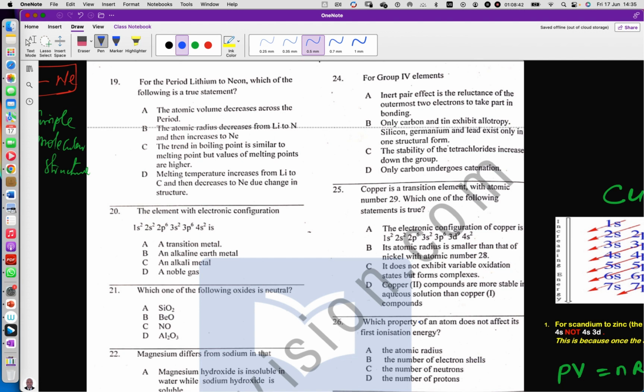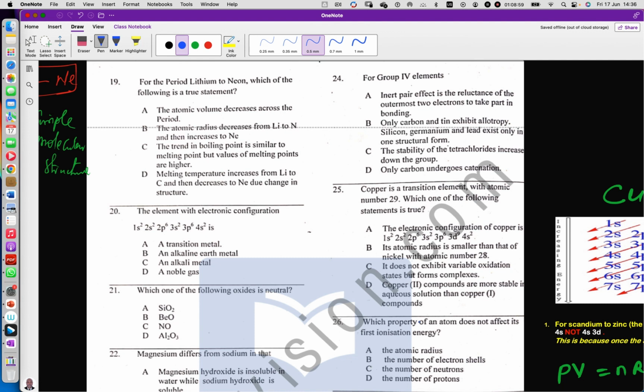Because of what? From nitrogen to neon, they have a simple molecular structure with simple covalent bonds and weak van der Waals forces. So our answer is D.